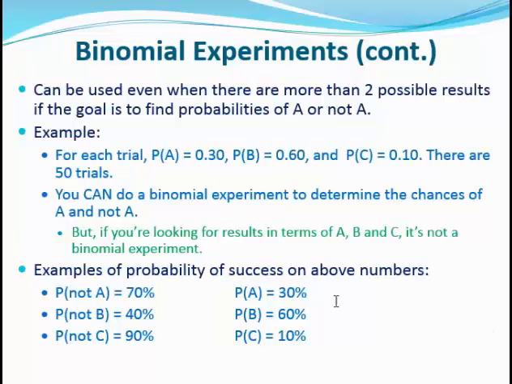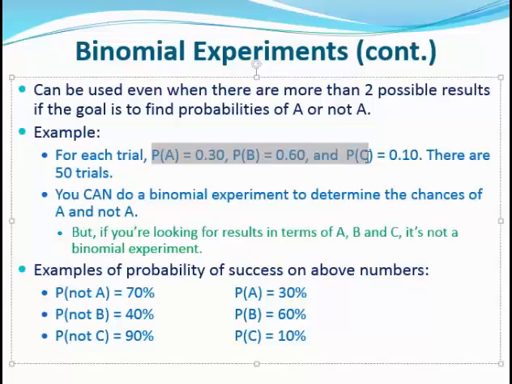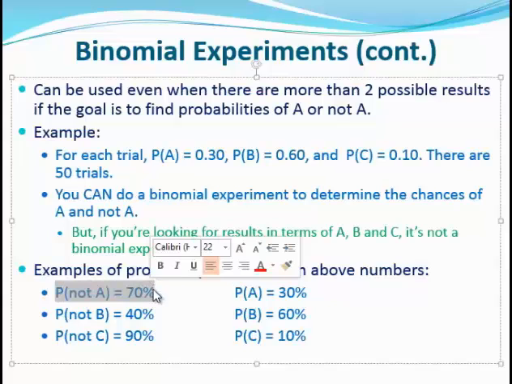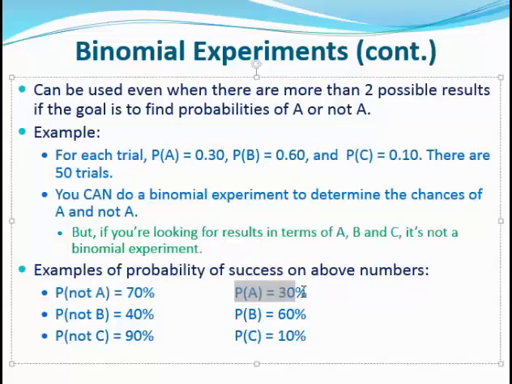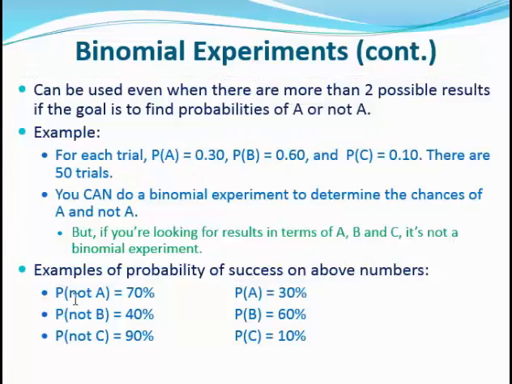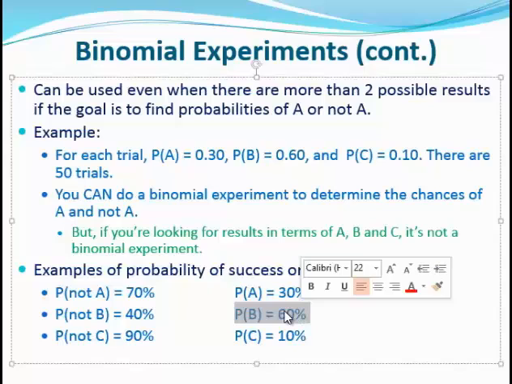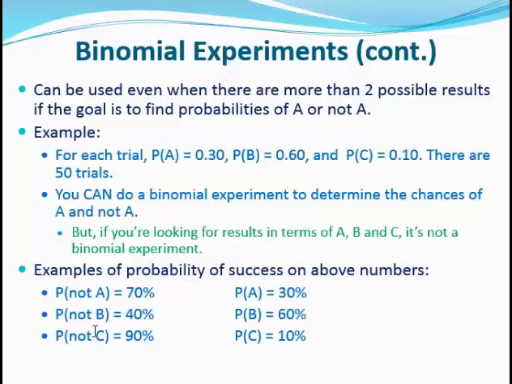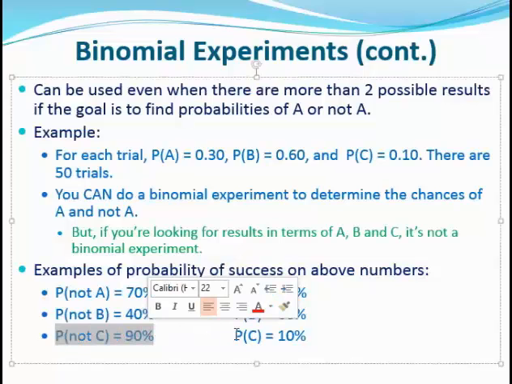Some examples based on these numbers over here. Well, if you roll each individual time, the probability of not A is 70%. Why? Because the probability of A, of course, is 30%, and the other two combined are 70. Probability of B would be 60, and therefore the probability of not B is 40. And the probability of not C, of course, is 90% because the probability of C is 10%.